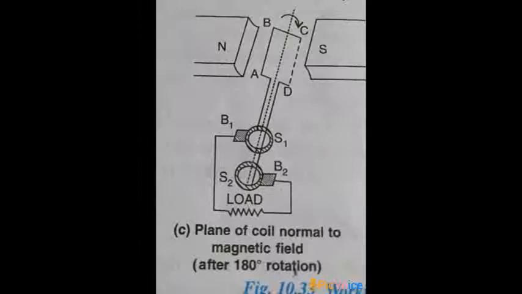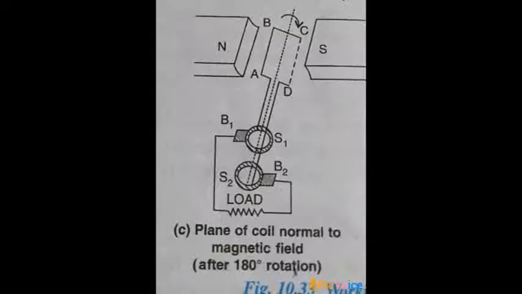Why will the current fall to 0? Because at this position the flux is maximum, and in the initial position also the flux was maximum, and the difference, the rate of change of magnetic flux, becomes 0, and therefore the induced EMF also falls to 0 and the current falls to 0.